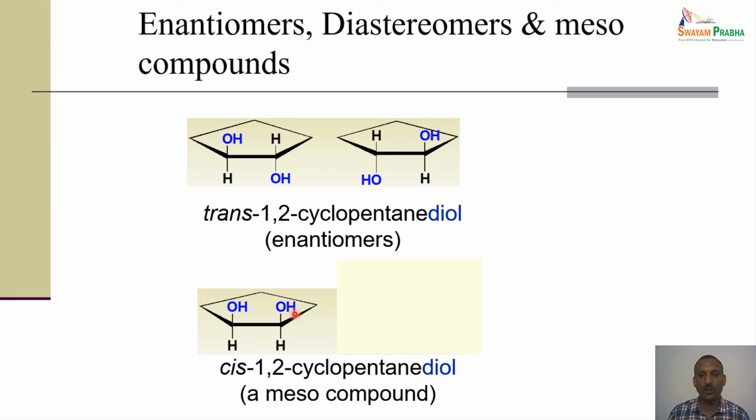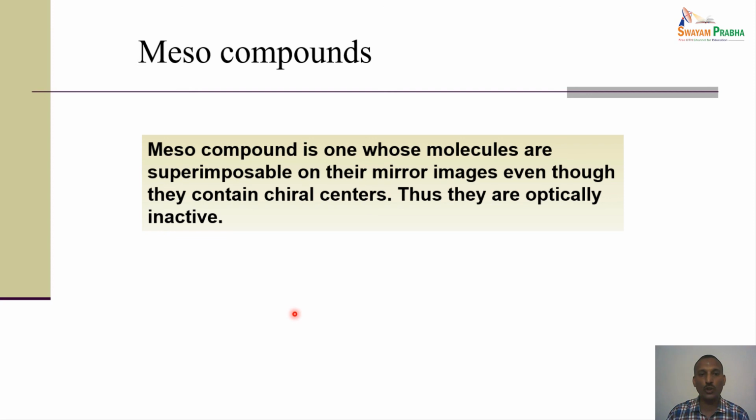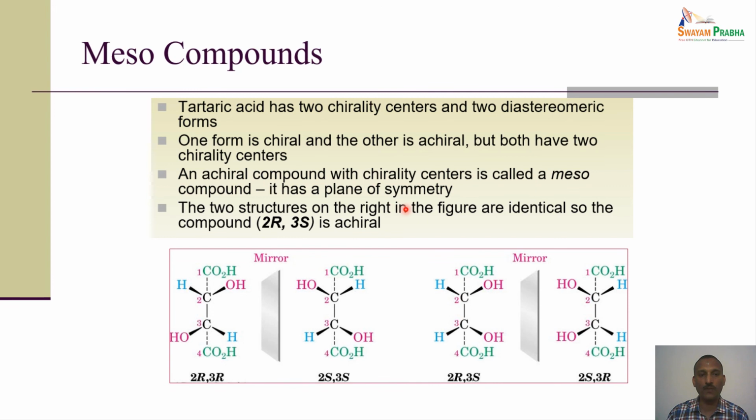Let us look at the definition of meso compounds. A meso compound is one whose molecules are superimposable on their mirror image even though they contain chiral centers. Thus they are optically inactive. Here is the example of tartaric acid. There is a mirror image between these two. So we have 2R, 3R and 2S, 3S. So these two are enantiomers. We also have 2R, 3S and 2S, 3R. So we have another set of enantiomers.